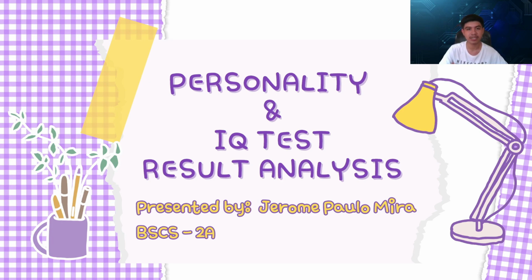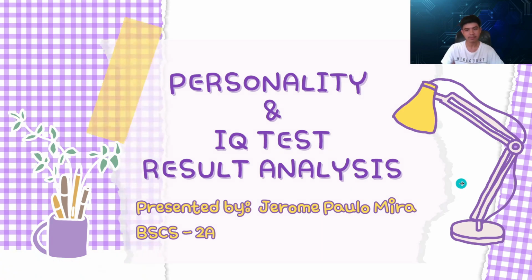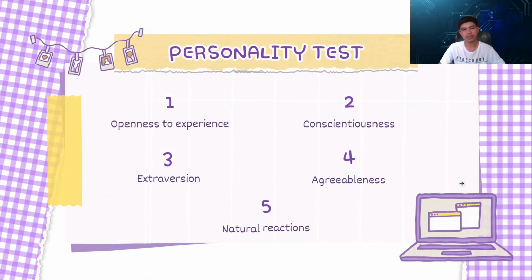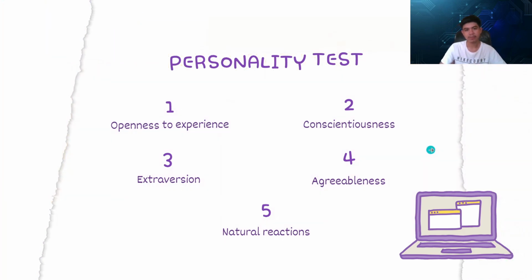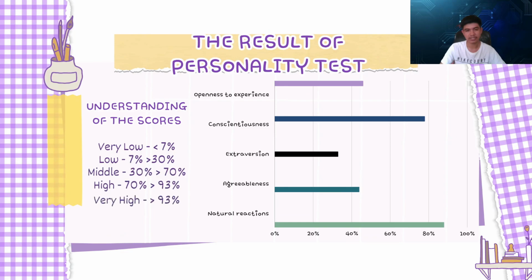I am Jerome Paulo Mira, and here are the results. So, moving forward, under the personality test, we have five different categories. The first one is openness to experience. The second one is conscientiousness. The third one, extroversion. Next, we have agreeableness. And the last one, we have natural reactions. So here I prepared a simple graphical representation of the result of the personality test.